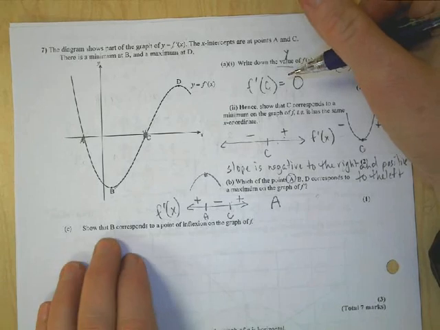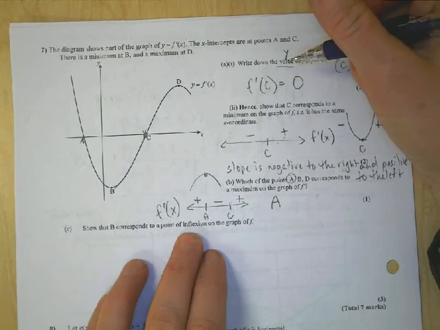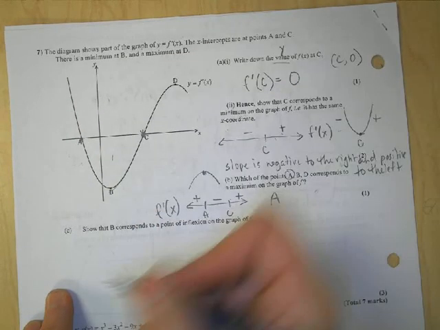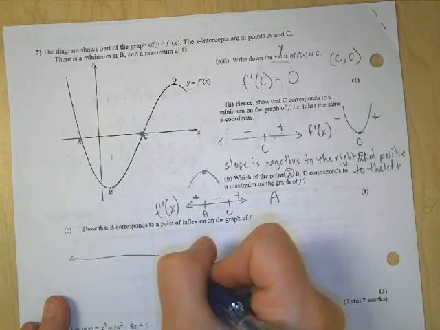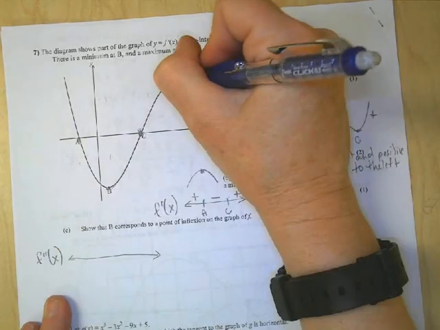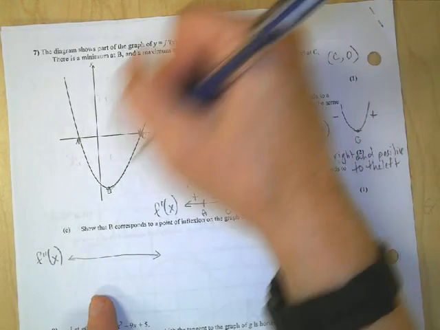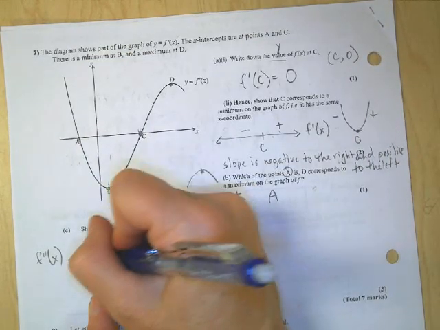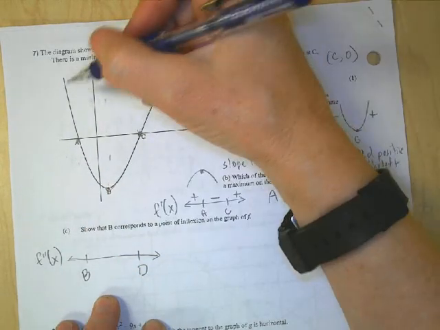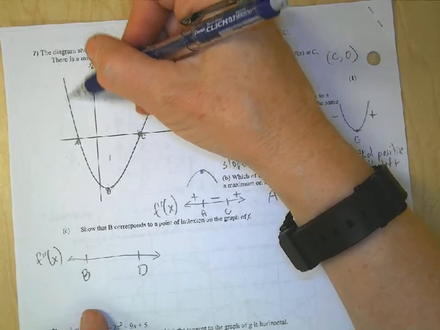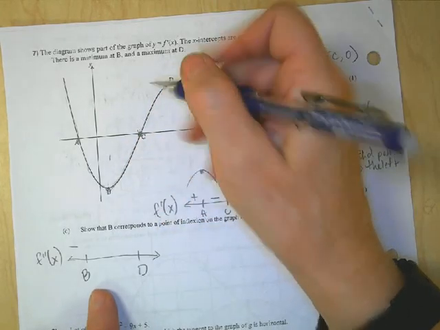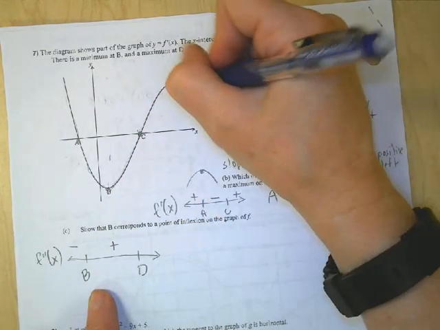Okay, show that b corresponds to a point of inflection. So from my first derivative, I can find the second derivative. The second derivative, f double prime of x, is found by taking the maximum and minimums of my first derivative, and they become my x-intercepts. So I'd have b, and I'd have d, and then I look at the slopes. This has a negative slope, and then from b up to d, I have a positive slope, and then after d, I have a negative slope.